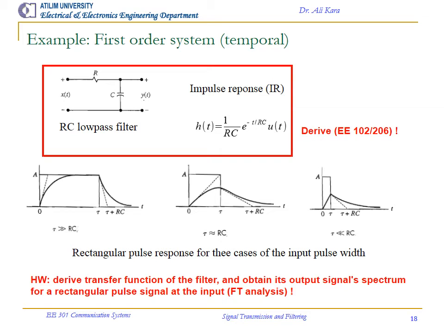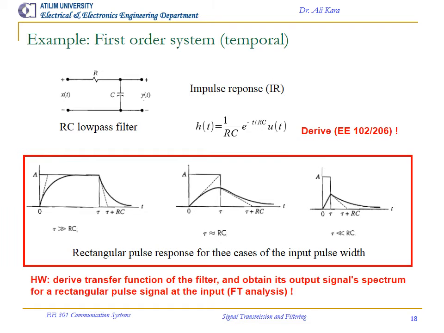The transfer function h(t) is, therefore, found as (1/RC) times e to the power minus t over RC times u(t), where R and C are the ohmic and capacitive values of the resistance and the capacitor. u(t) is the unit step function. Figures show rectangular pulse responses for 3 cases of different input pulse widths.